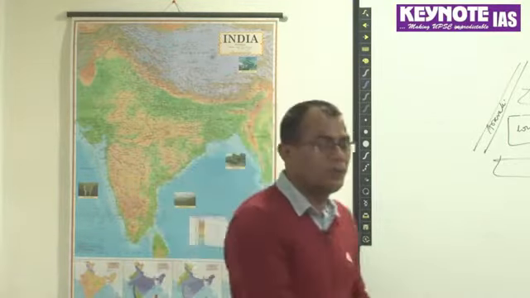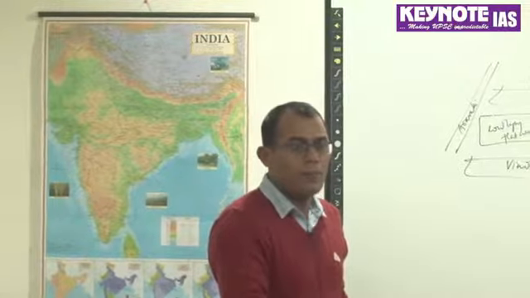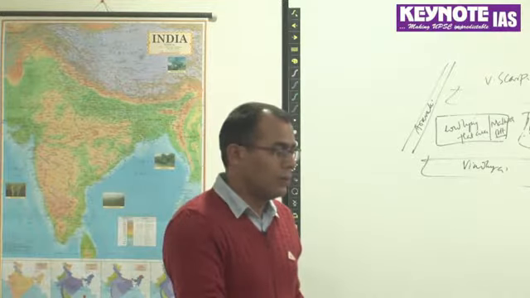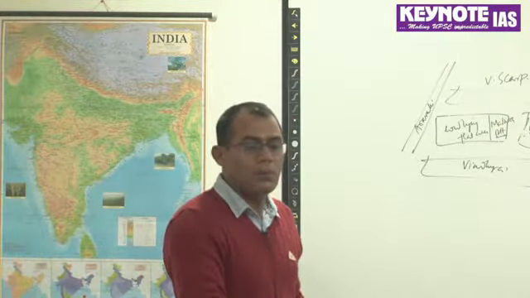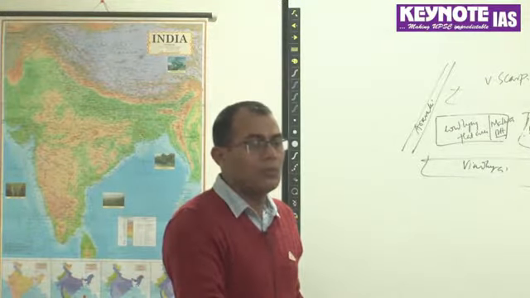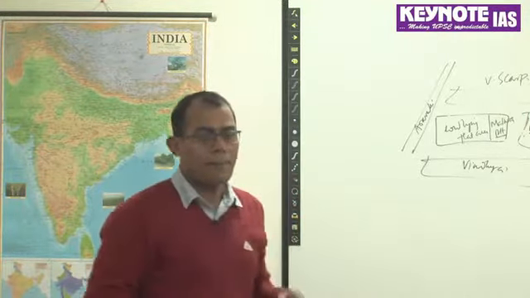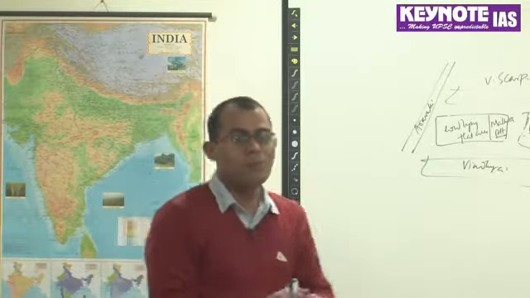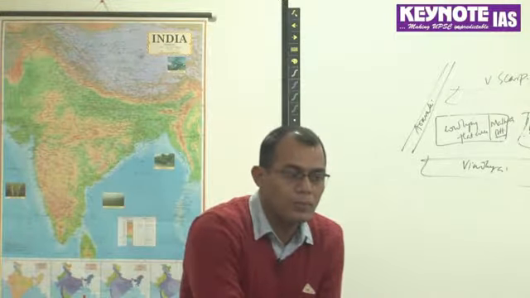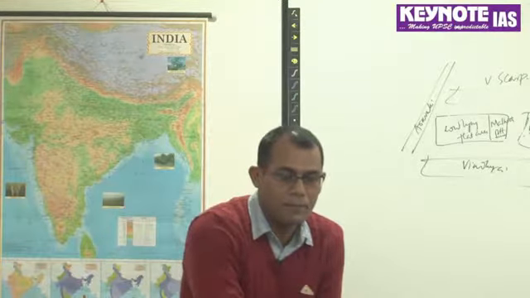Vindhyan Scarp is the northern fringe. You can write down, please. Vindhyan Scarp is the northern fringe of the peninsular plateau, from where the plate subducts or bends to go deeper inside, forming the basement of Himalaya and the northern plain.